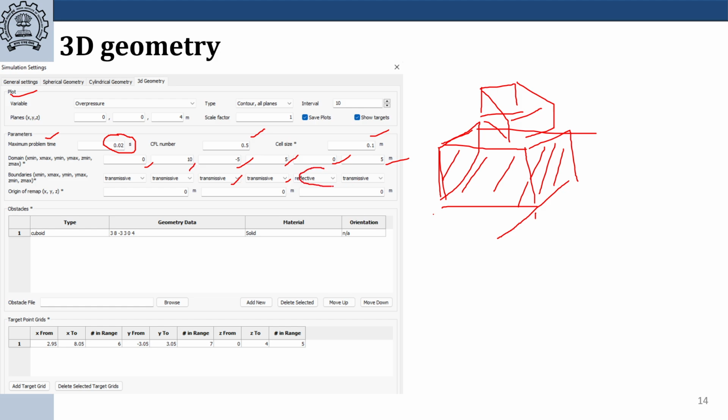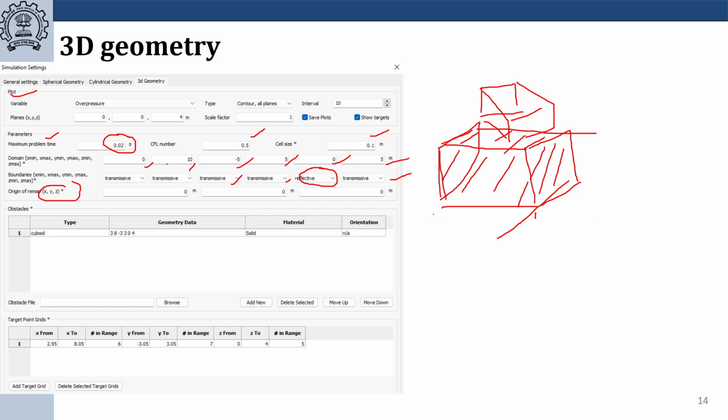Here it is always reflective because it is the ground. Z mean is the ground. So the ground is always reflective, and the top of the structure is always transmissive. It will transmit unless some rigid obstruction is there. So it is transmissive.